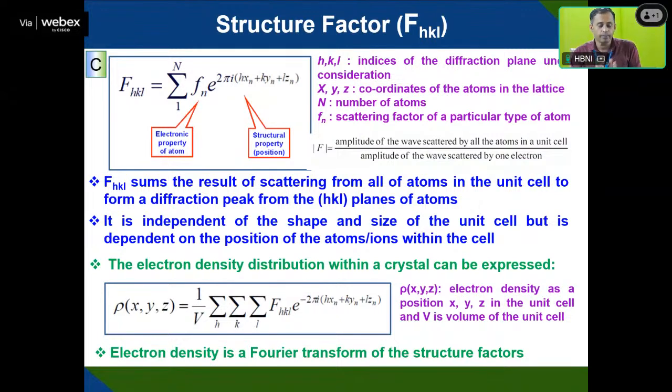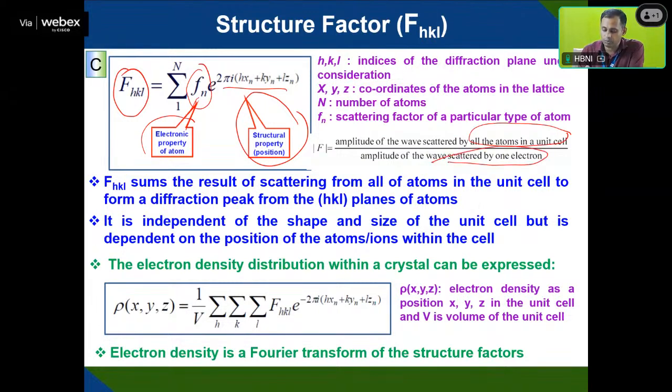But the scattering factor of the unit cell, F_hkl, depends on the summation of the atomic scattering factor f_n times e to the power 2 pi i (h x_n + k y_n + l z_n). The f_n is the electronic property, and the exponential depends on the structural property, the coordinates x, y, z and the hkl values. So it is the amplitude of the wave scattered by all atoms in the unit cell divided by the scattering by one electron. The unit cell consists of atoms, and the atoms of electrons.